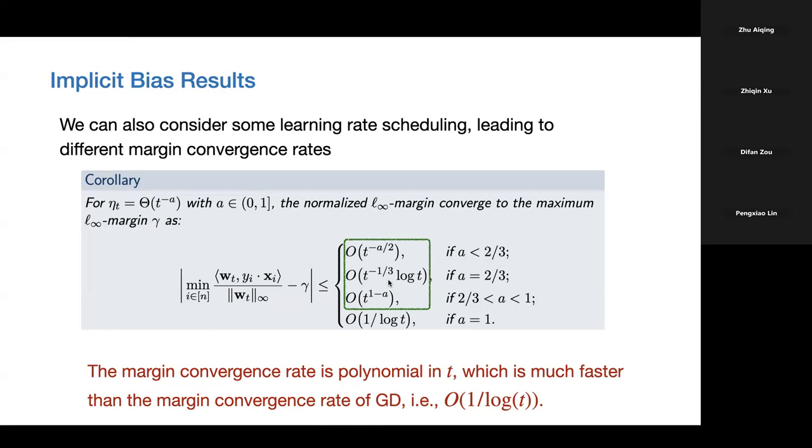then we can always get a polynomial margin convergence rate, or just the direction convergence rate. And also remember, for gradient descent, if we do not use Adam, the margin convergence rate is 1 over log t. So in this case, we can also confirm the advantage of Adam in terms of the margin convergence rate, because for Adam the convergence rate is polynomial, but for gradient descent the convergence rate is 1 over log t.